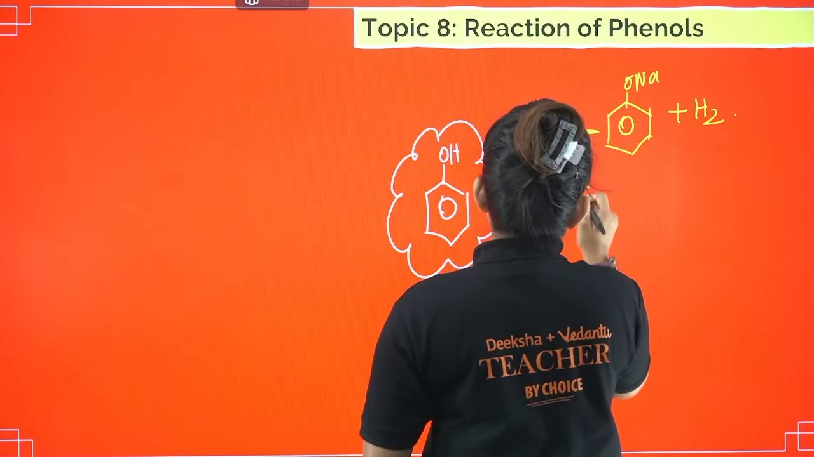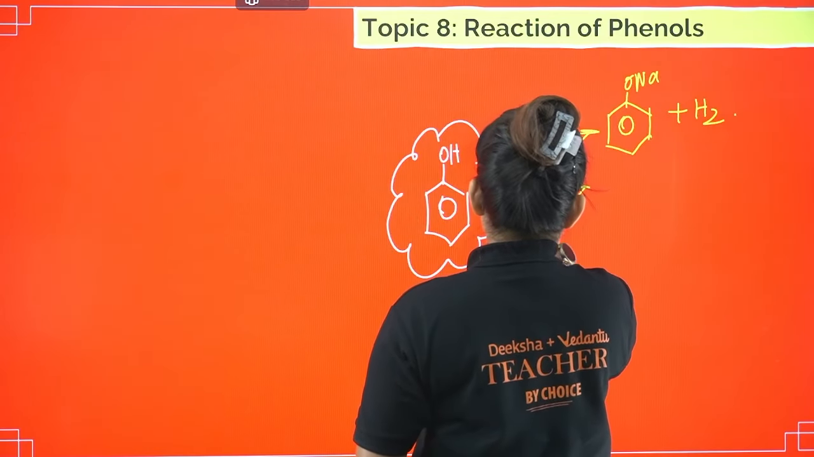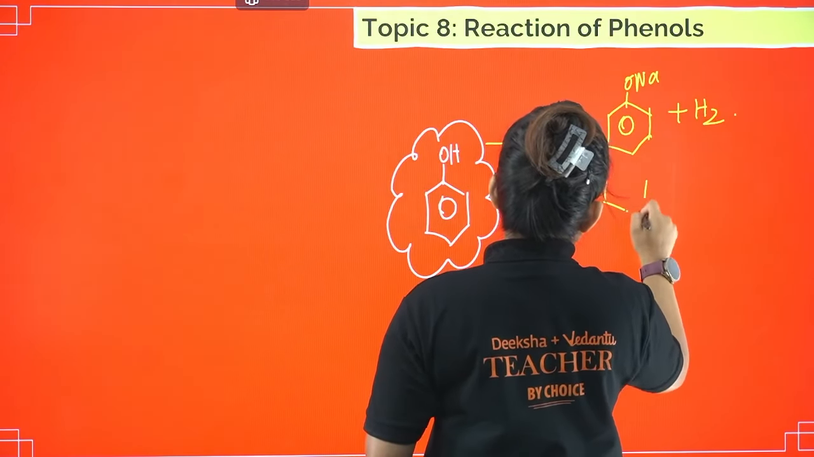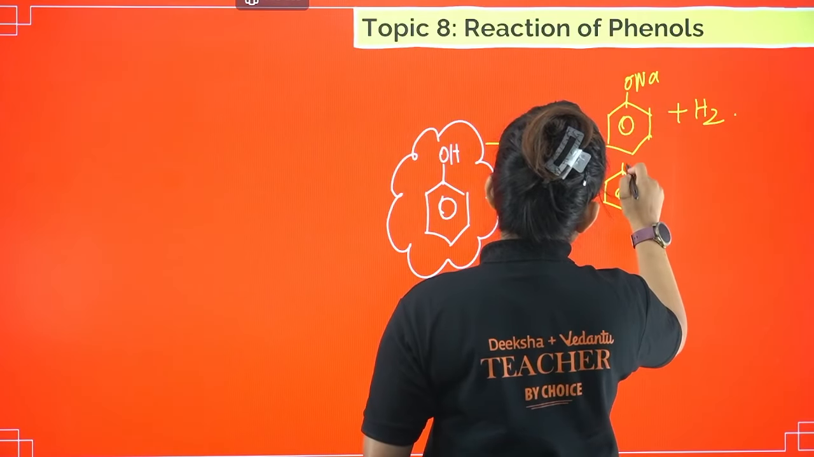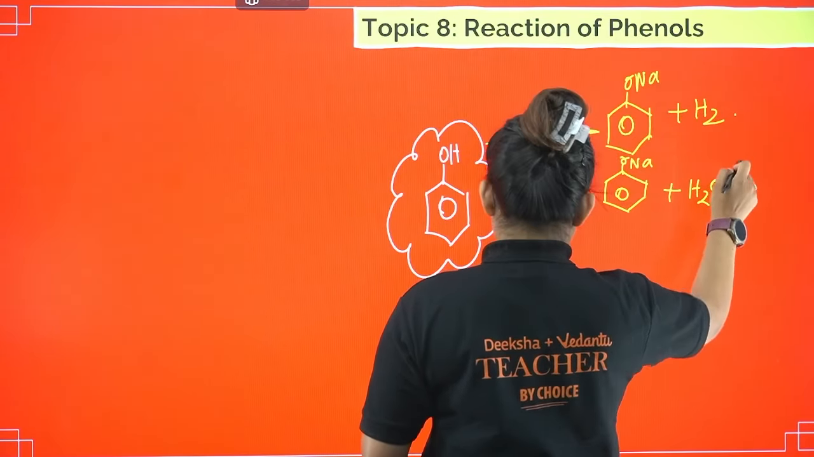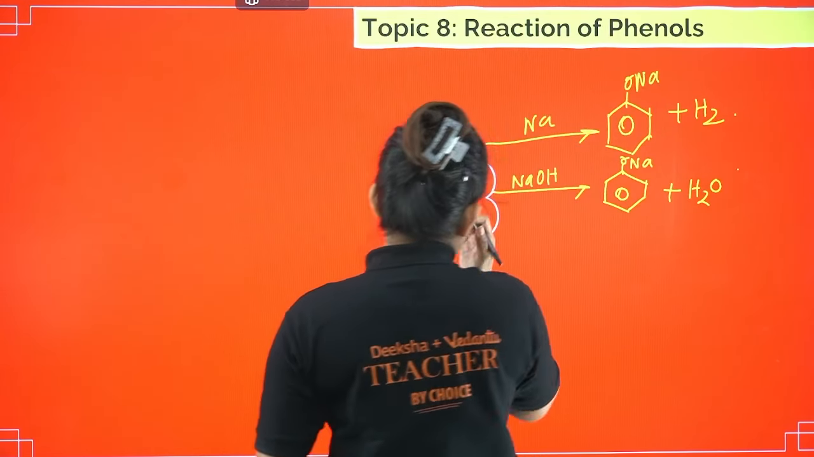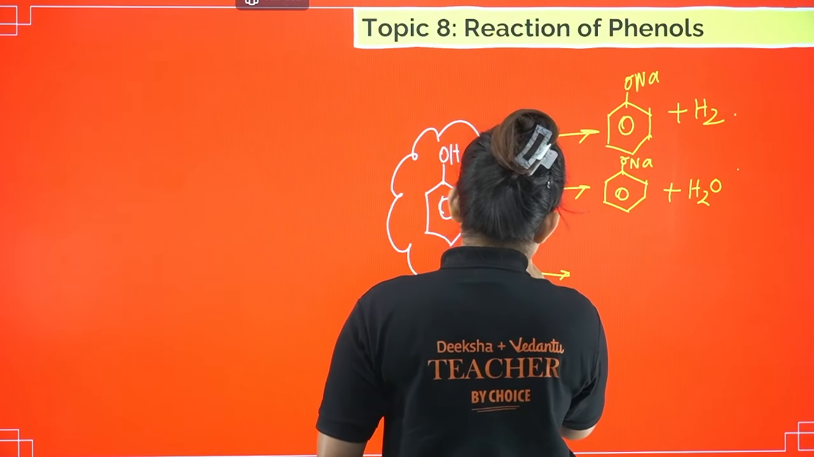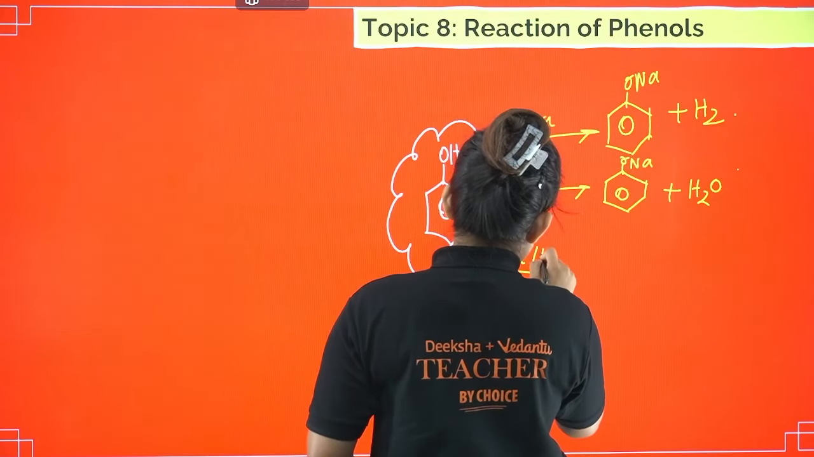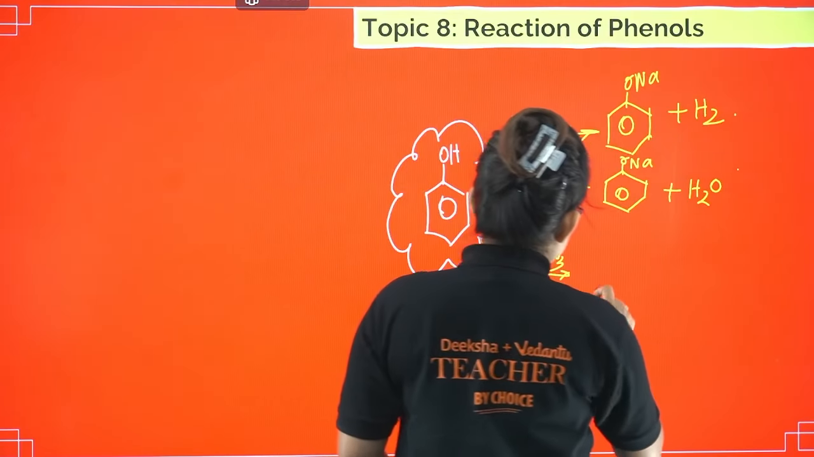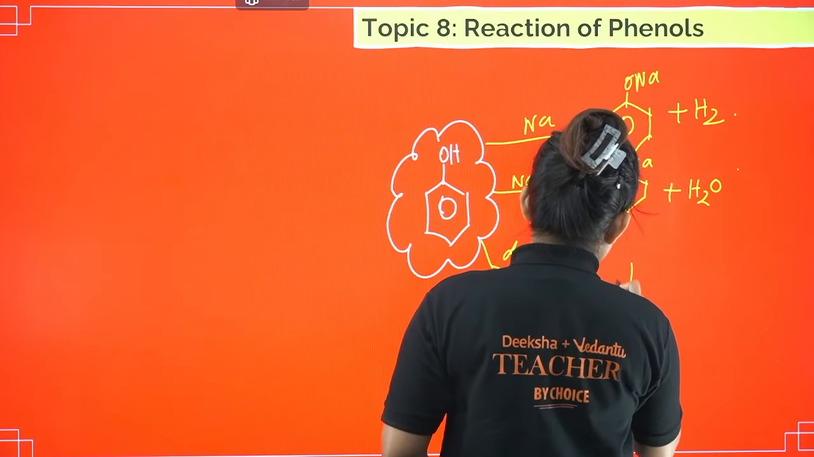If phenol is acidic, it should react with some base. I am giving here NaOH. So here also you will get sodium phenoxide, that is ONa, plus H2O, salt plus water. Now I am treating this with dilute HNO3.